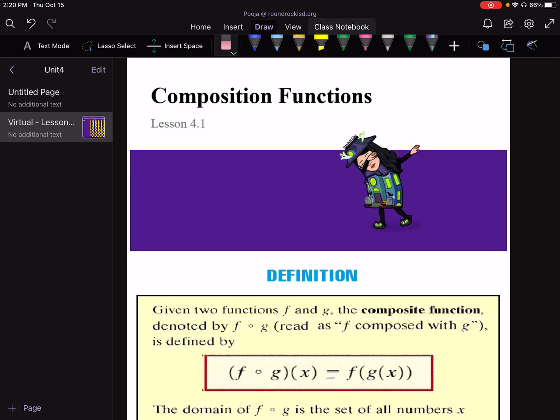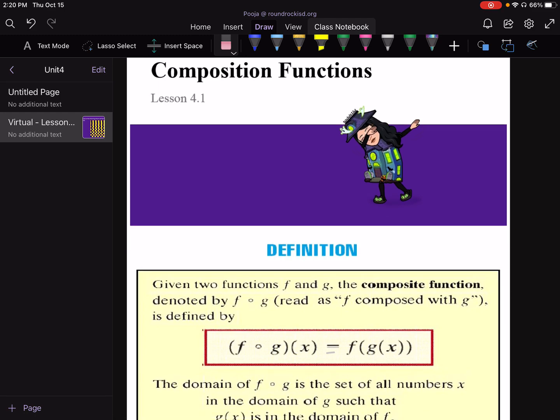Alright, we're starting with Unit 4, Composition Functions. This one should have 2 videos. This is my first one of the two. Composition functions are basically when we take 2 functions and fuse one into the other. And the order in which the fusion is done matters, because the answers are going to be totally different.